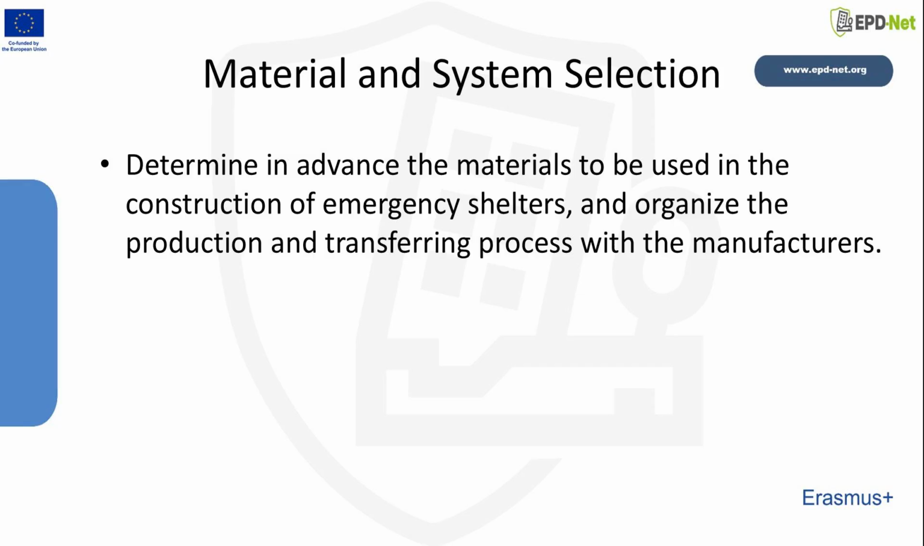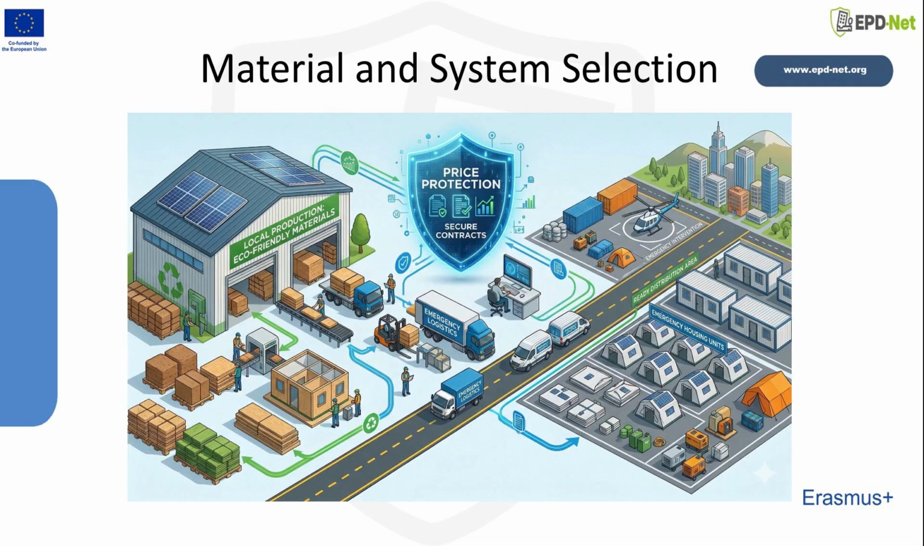You must determine in advance the materials to be used in the construction of emergency shelters, and organize the production and transfer process with the manufacturers. If the materials to be used are decided in advance, precautions can be taken against possible price increases after a disaster. This allows pre-orders to be placed with local or foreign producers, thus preventing costs from rising.